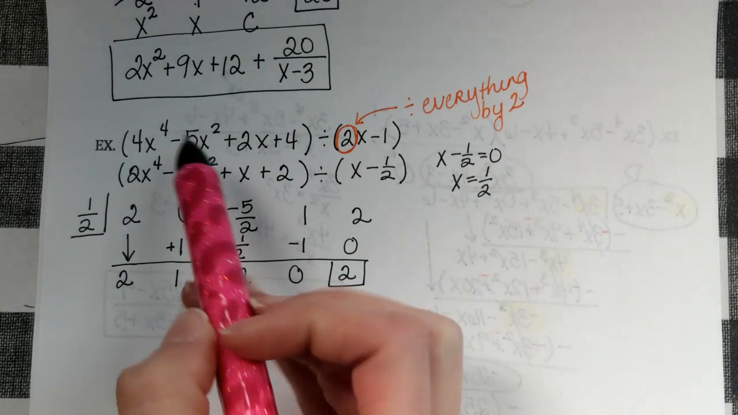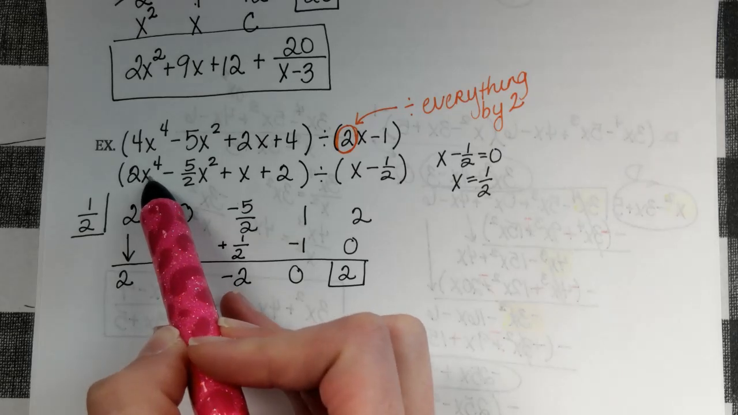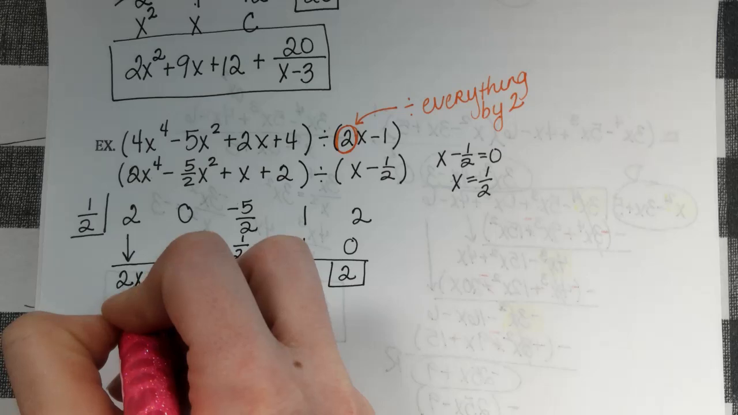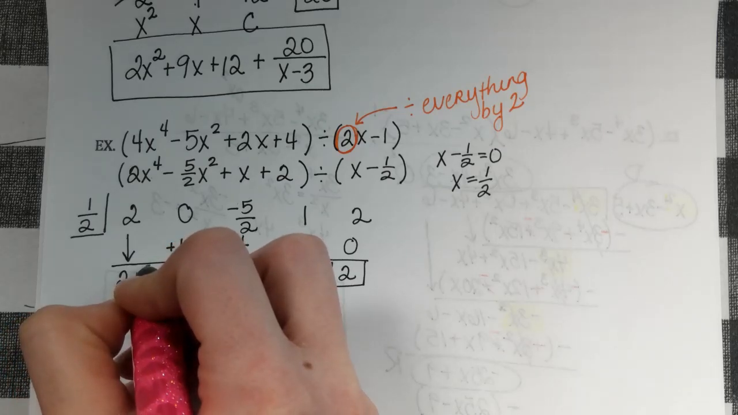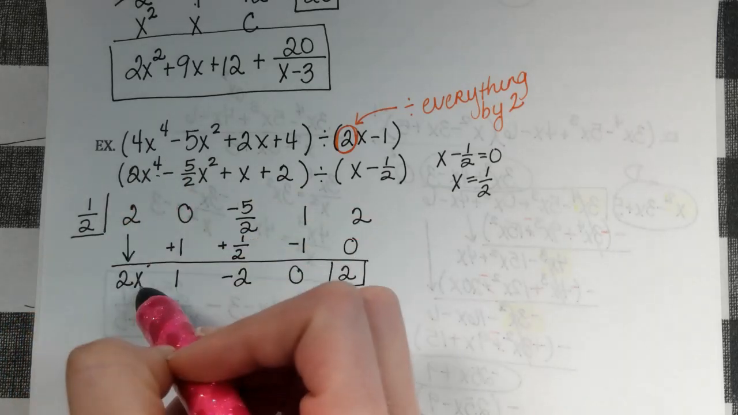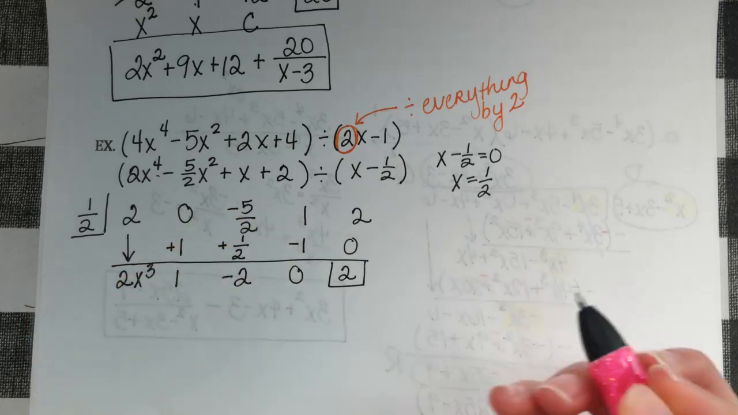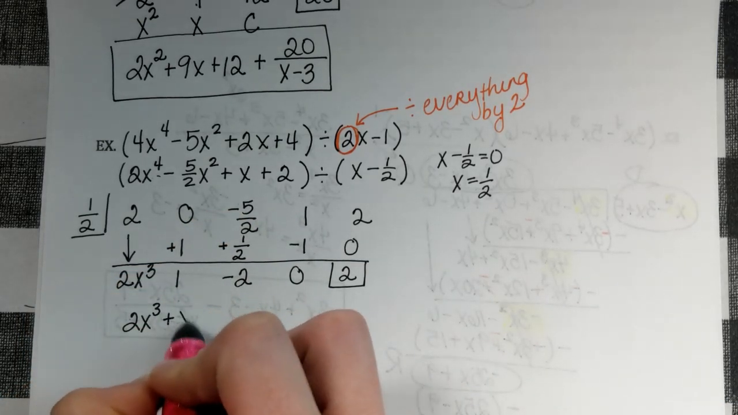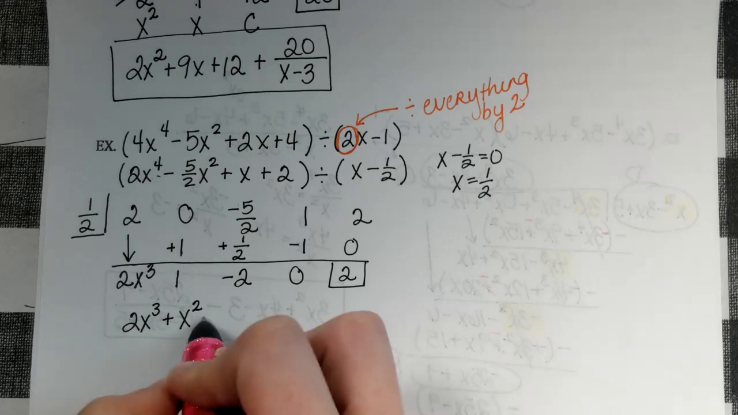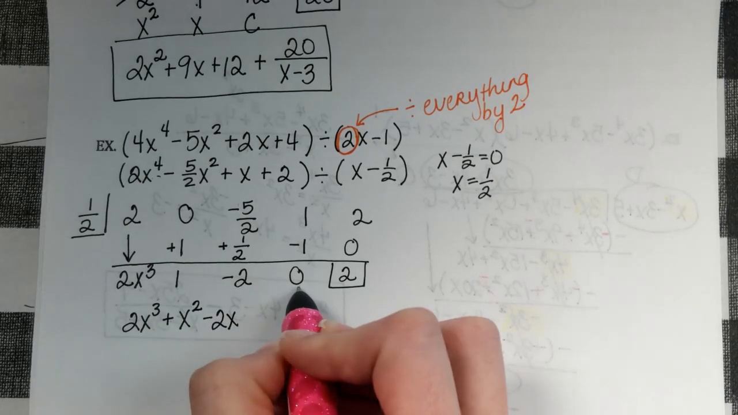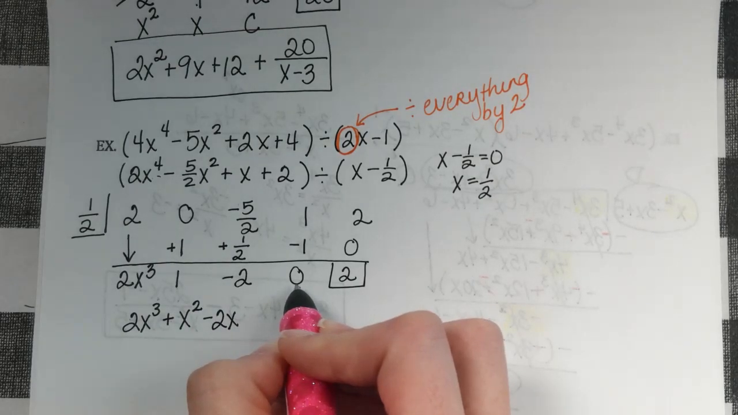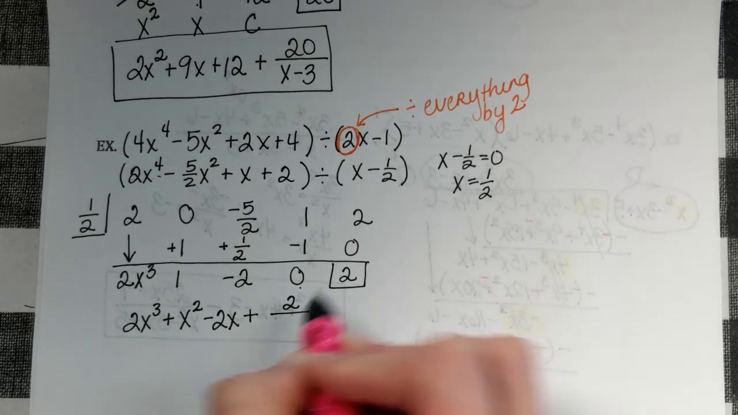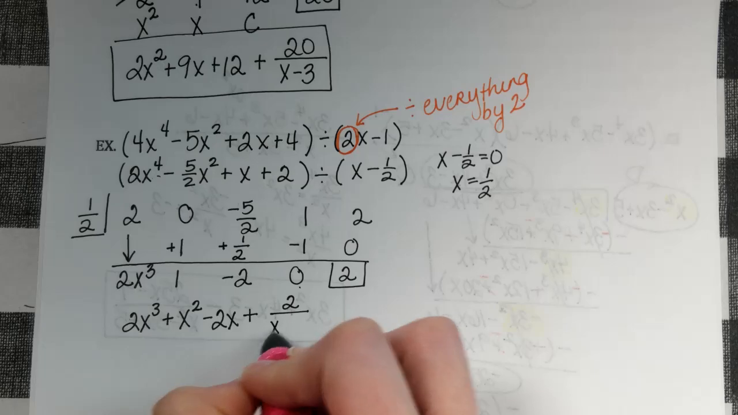Okay? So if I started with x to the 4th, this 2 becomes the coefficient of x to what power? If I started with x to the 4th, it comes down to x cubed. So I have 2x cubed plus x squared minus 2x. I do not have a constant. When I write this plus 2, that was the divisor that gave me x minus 1 half.